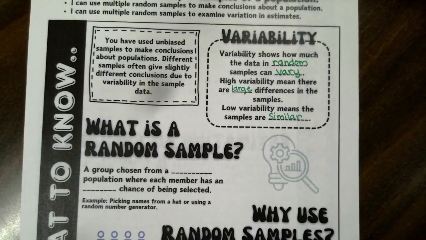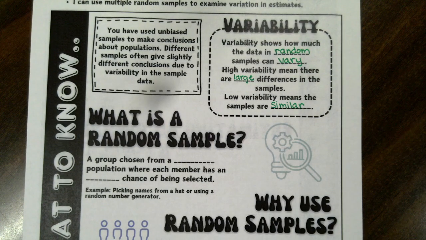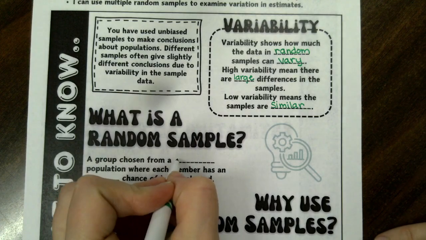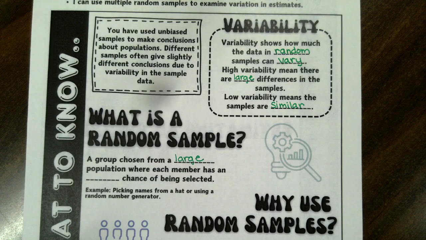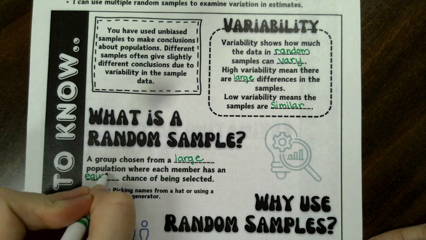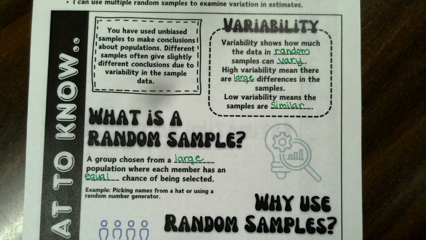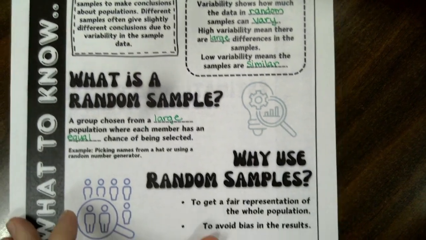So what is a random sample? Because we're talking about how random samples can vary, but what does that mean? A random sample is a group chosen from a large population where each member has an equal chance to be selected. Some examples of that would be picking names from a hat or using a random number generator. I'm not favoring anybody. Everybody's name is going to be in there, everybody's number, and I'm just randomly drawing people. That would be a random sample.